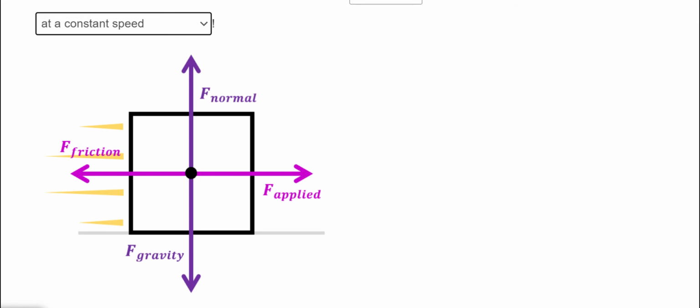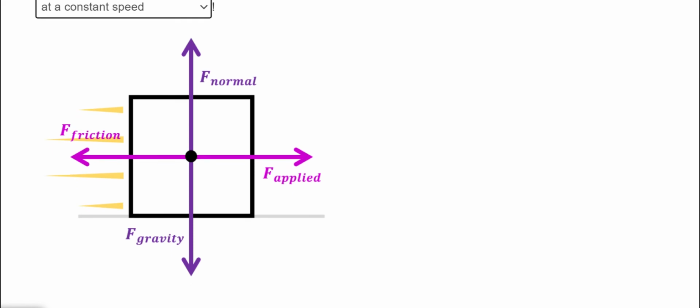Okay, so if something is not moving in a direction and the forces are balanced, then it will continue not moving. Like how our box is not going to magically just jump up off of the surface or sink through the ground. But if it's already in motion and your forces are balanced, that just means that it's going to continue moving at that speed. So it's not going to speed up, it's not going to slow down, it's just going to keep going at that constant speed.